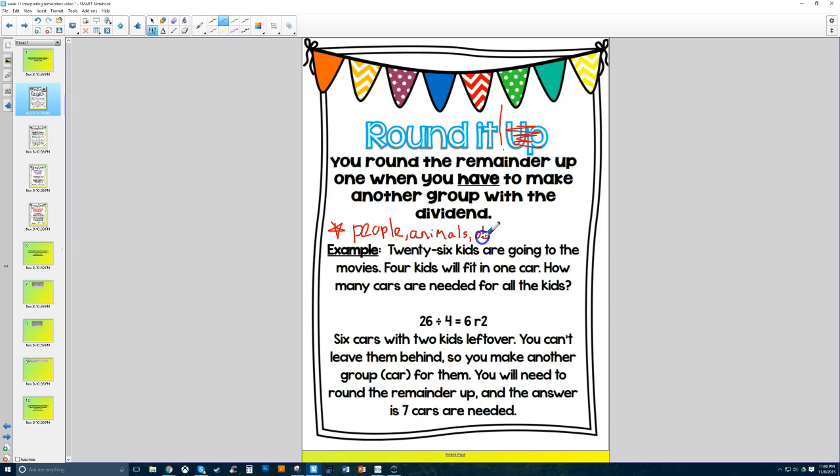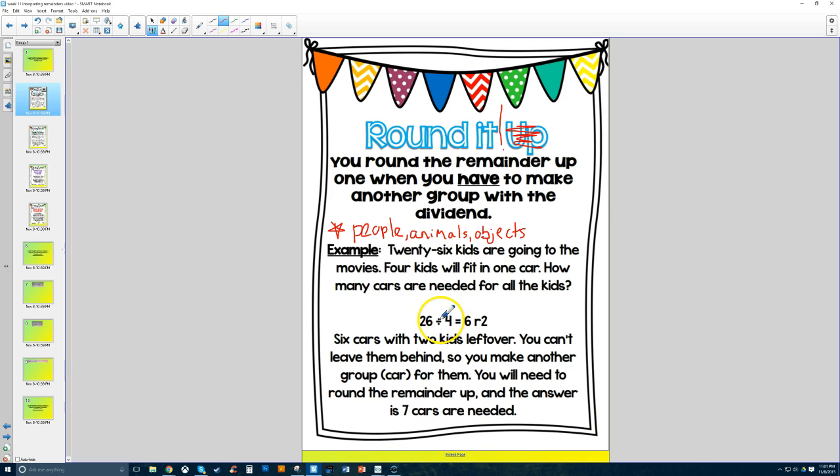Usually, for the most part, when you are dealing with people, animals, or objects, you can't split it very easily. People get mad if you don't include them. Animals will get mad if they're not included. So here's an example of when you might need to round it. It says 26 kids are going to the movies. 4 kids will fit in 1 car. How many cars are needed for all the kids?